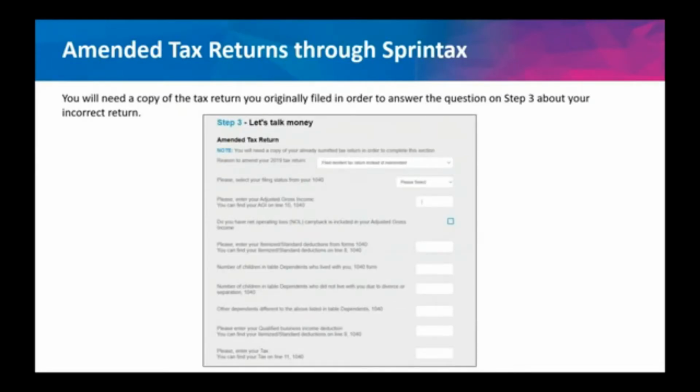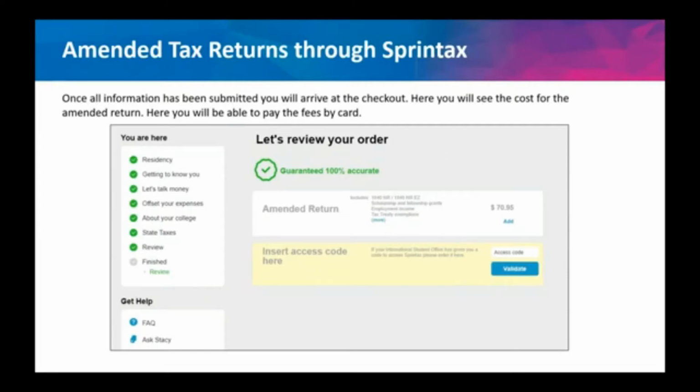We'll then ask you questions specific to the incorrect return that you've already sent. So it's really important that you have information from this handy and close by, so that you can reference it when you're going through the Tax amended return process, to enter that information in. We certainly will need information from that incorrect tax return that you sent to the IRS. Once done, we will do the thinking here.